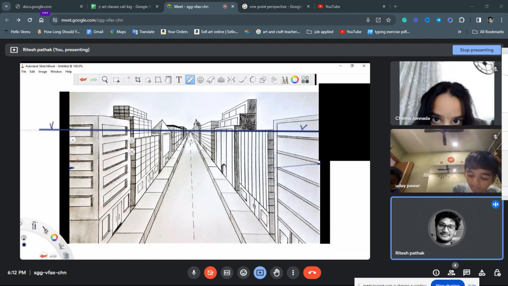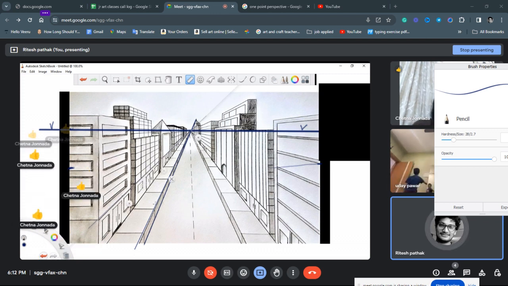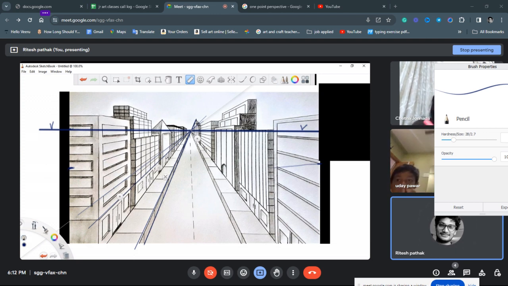Okay. Where I am keeping my ruler. And can you see the road? How road is following the lines? How lines are following the road? Can you see, guys? Clear? Yes, Chetna, even the windows and houses. Can you see? I'm doing the lines, Chetna. See carefully. So everything, for every window you have to draw the lines. Can you see? It's following or not? Each window it's going to that line.